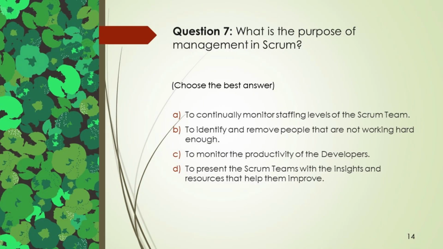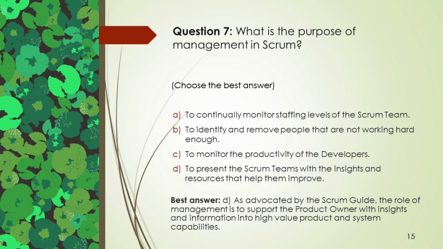Question 7. What is the purpose of management in Scrum? Choose the best answer. A. To continually monitor staffing levels of the Scrum team. B. To identify and remove people that are not working hard enough. C. To monitor the productivity of the developers. D. To present the Scrum teams with the insights and resources that help them improve.